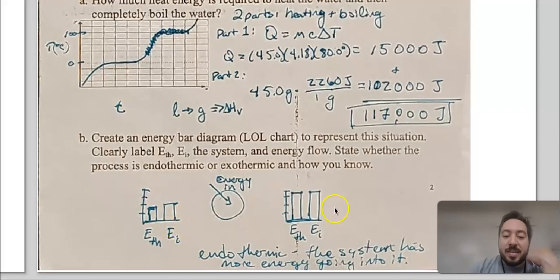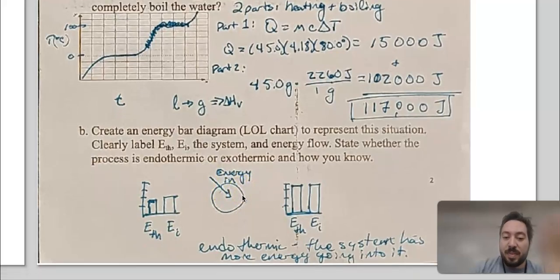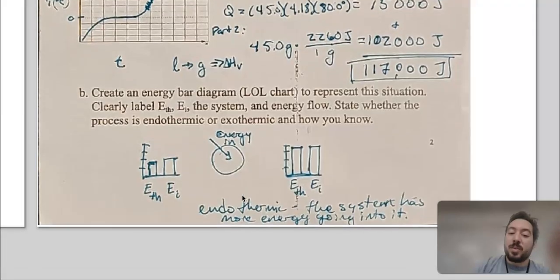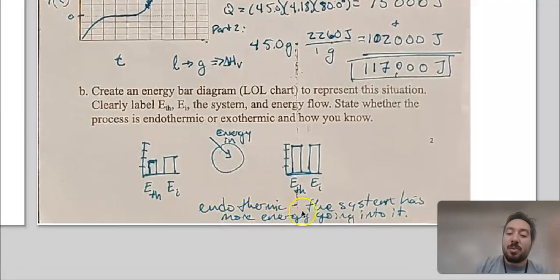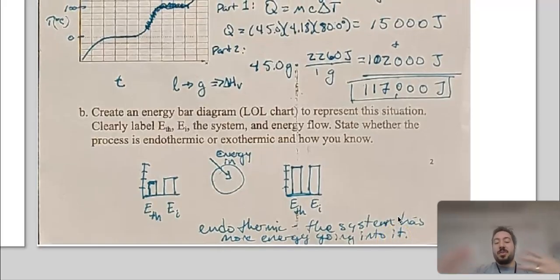We start as a liquid and end as a gas. Again, liquid is 2 bars. Gas is going to be 4 bars for that interaction energy. So we end up with double the amount of energy that we started with. So that means energy has to be coming into our system. And if we know energy is going into our system, that means we have to be endothermic, where the system has more energy going into it than it started with, and we have to have gained energy from our surroundings in some way.